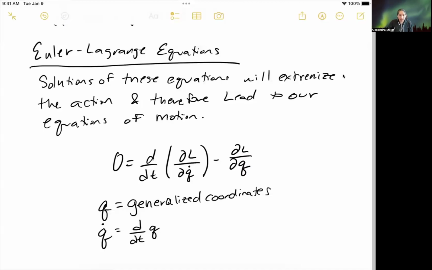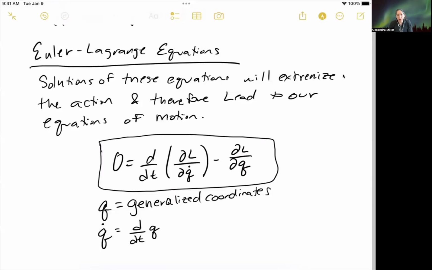And our Lagrangian is going to depend on the configuration of our system. It's going to be a function of our coordinates and our velocities, our Q dots. And so if we take these partial derivatives of our Lagrangian with respect to our coordinates and our Q dots and plug them into this equation, then that's going to lead to our equations of motion.